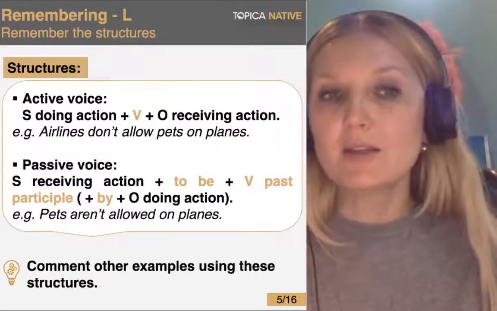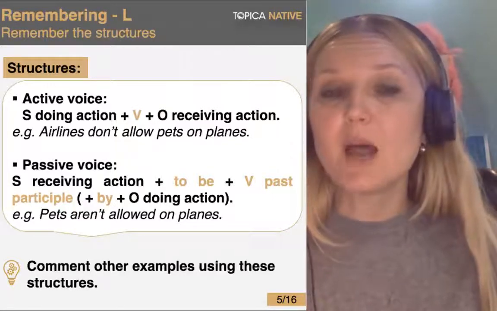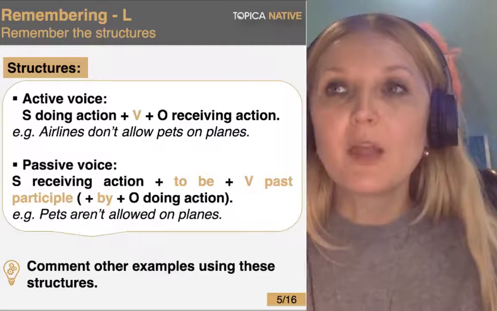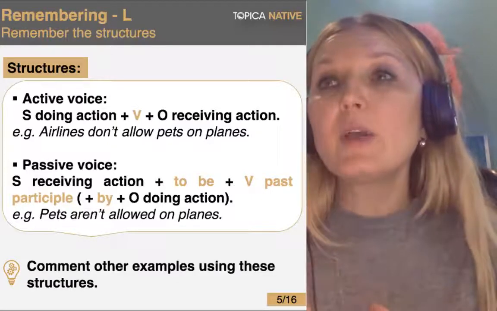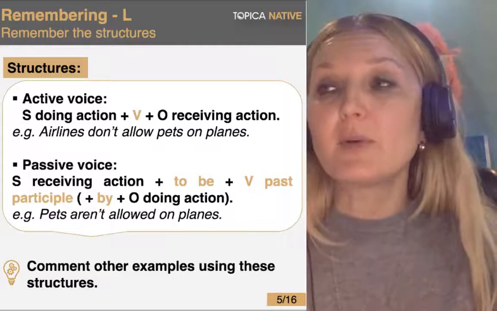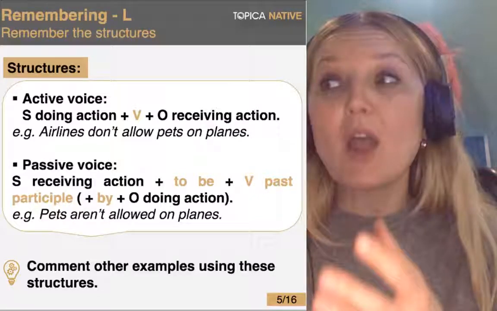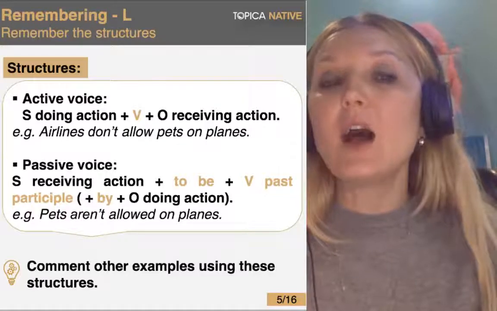Then you have the past participle. What is the past participle? Well, if it's irregular, it's a main verb, right? And we put it in past participle. If it's a regular verb, we just add ed, like here, allowed. To allow, it's a regular verb. So we add the ending ed: allowed.